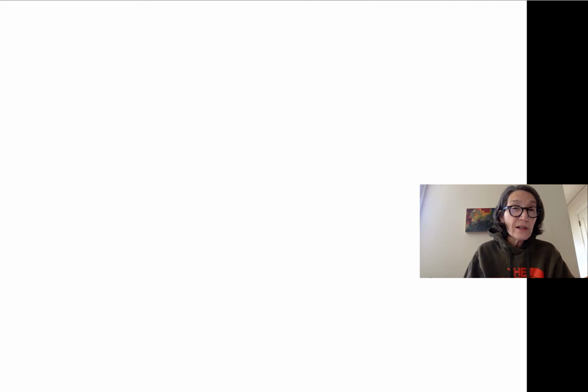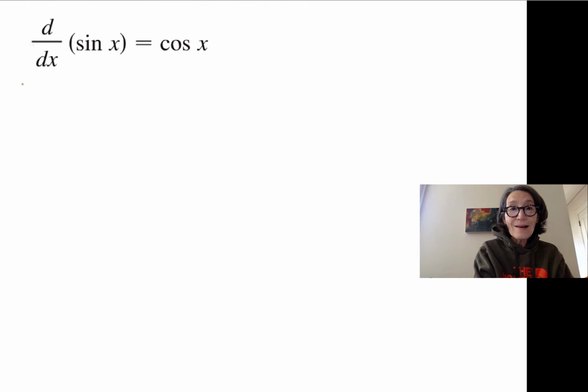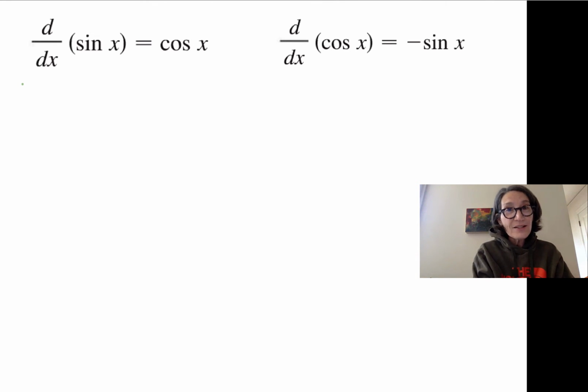Remember, there are 6 trigonometric functions, and they all have a derivative. The first 2 you've already seen. The derivative of sine of x is equal to the cosine of x, and the derivative of the cosine of x is equal to negative sine of x. And now, starting with these 2, we can get the derivatives of the other 4 easily.